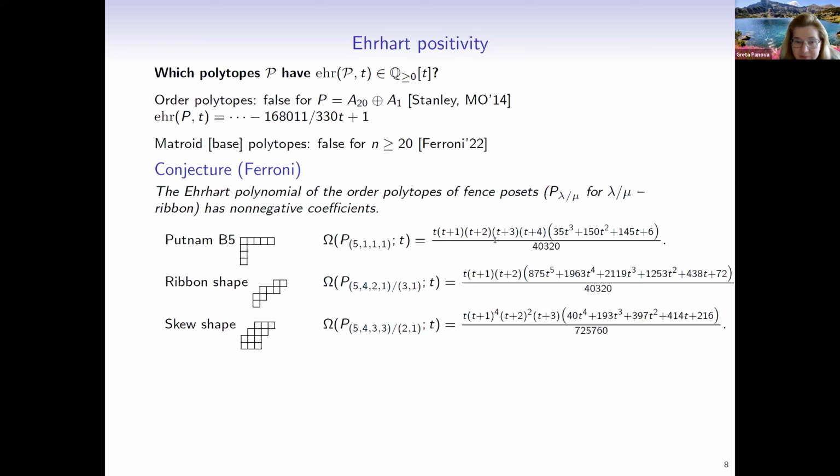This ribbon shape is an example of a fence poset. It's like a snake of boxes, or a lattice path described by these boxes. It also has positive coefficients. And here is a thicker skew shape, and it turns out this one also has positive coefficients. So maybe it's not just fence posets, but that's what we set out to prove in the beginning.